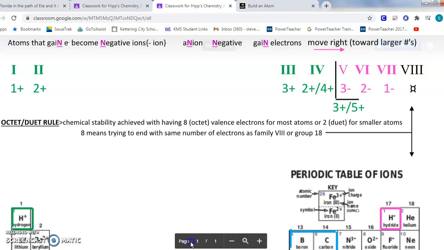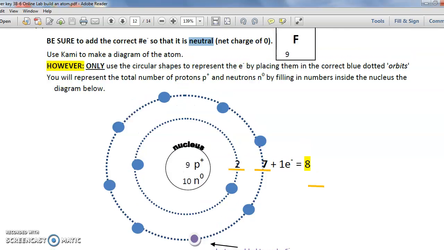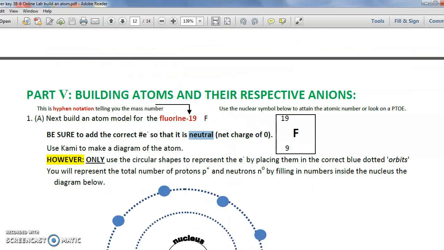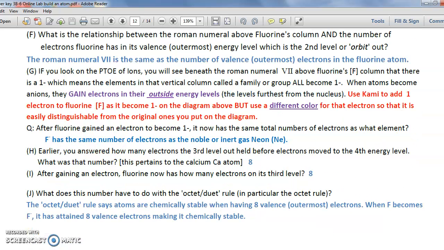What is this "ide" we just heard? What do we mean by the word "ide"? When atoms gain electrons, their name changes to "ide." "Ide" means you have an anion. So we expect fluorine to want to get one more electron and become the fluoride ion so that it would have the same number as neon. F minus has the same total number as neon, and that would give it 8.